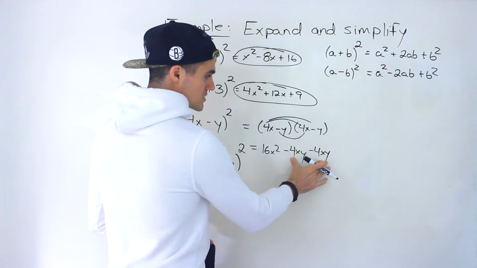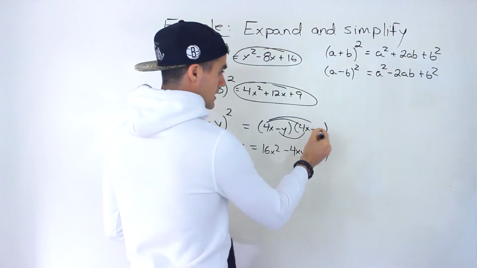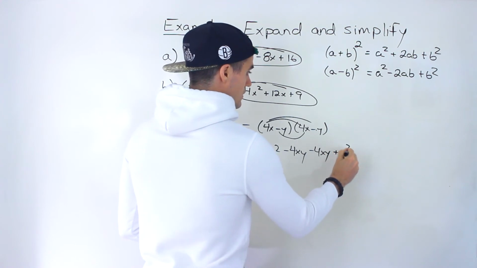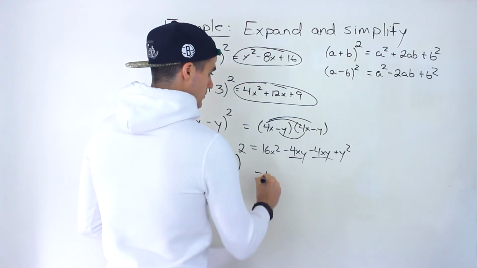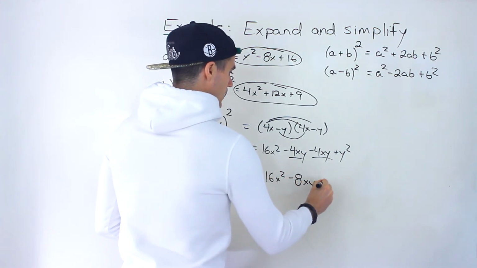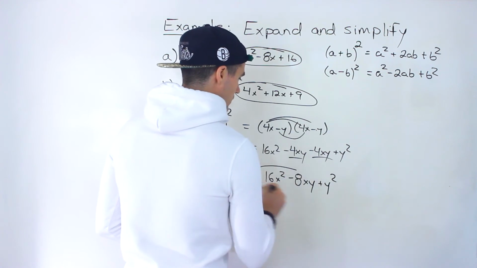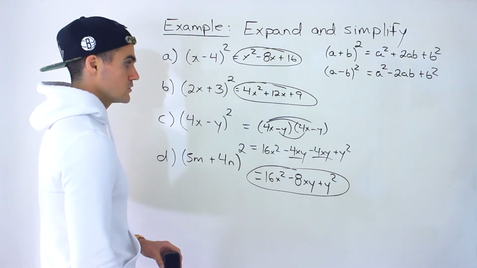When you're squaring binomials, these two terms in the middle should end up being the same. And then negative y times negative y would give us positive y squared, like that. And then these two terms simplify to minus 8xy, and then we got the plus y squared on the end. So that ends up being the final solution if we do it the manual way.